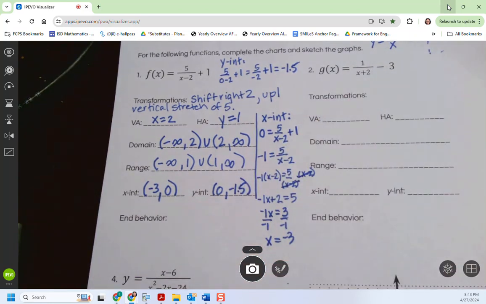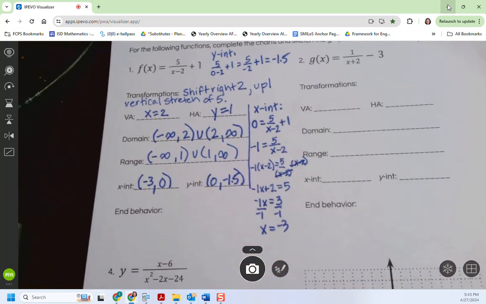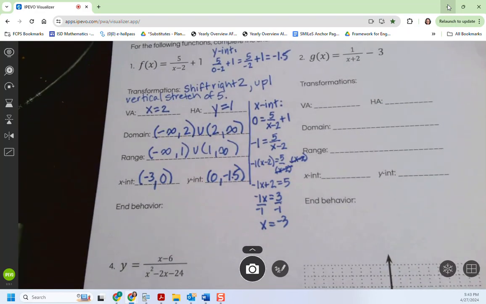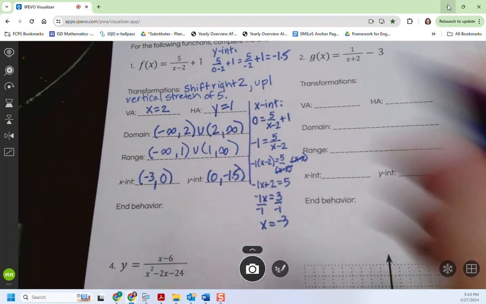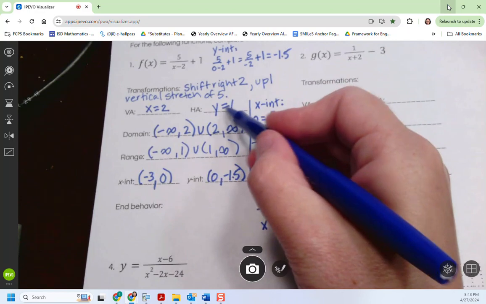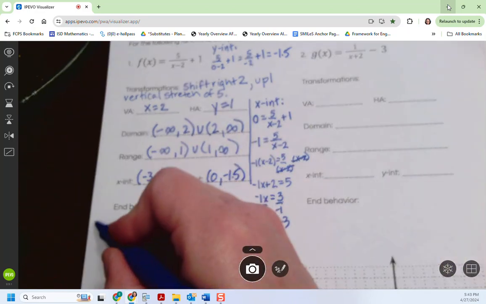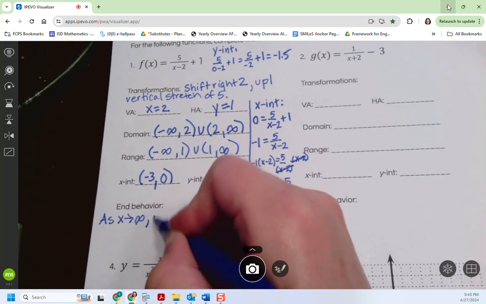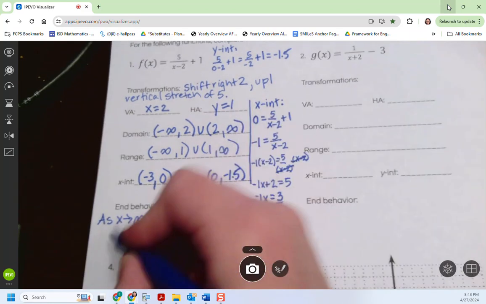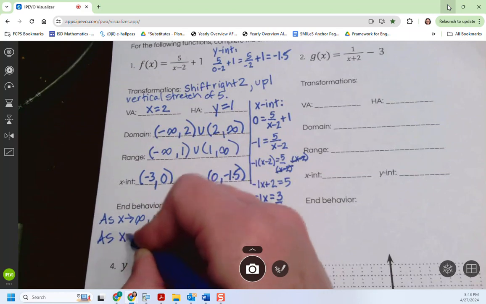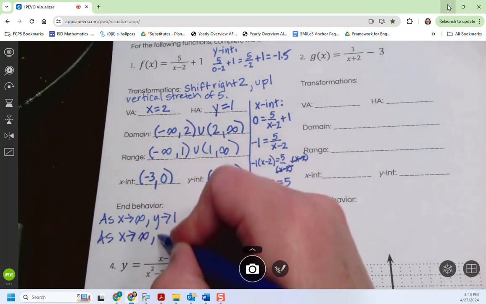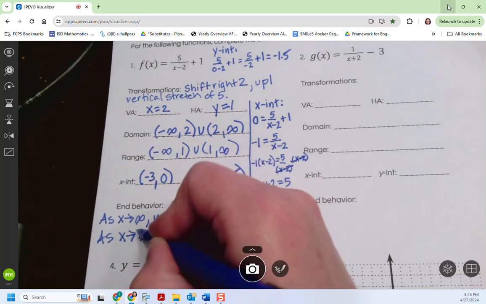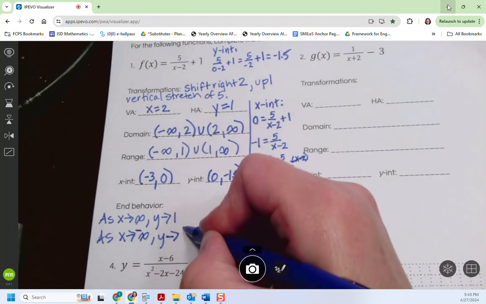All right, remember that when you have a rational function, if it has a horizontal asymptote, the end behavior is the horizontal asymptote. So at both ends, the y is going to approach 1. So as x goes to infinity, y goes to 1, and as x goes to negative infinity, y also goes to 1.